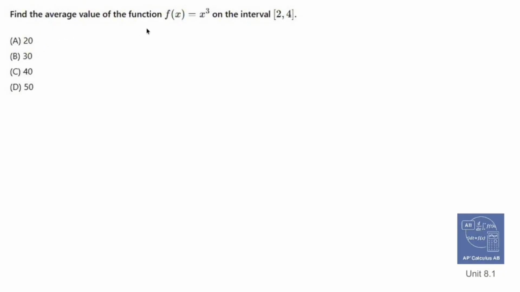Find the average value of the function f of x equals x cubed on the interval 2, 4. So we're going to use a little guy called the average value function. It looks a little something like this: 1 over b minus a, where a and b are your lower and upper limit. Then we're going to set up an integral from a to b of f of x dx. And so it's just a matter of plugging everything in.